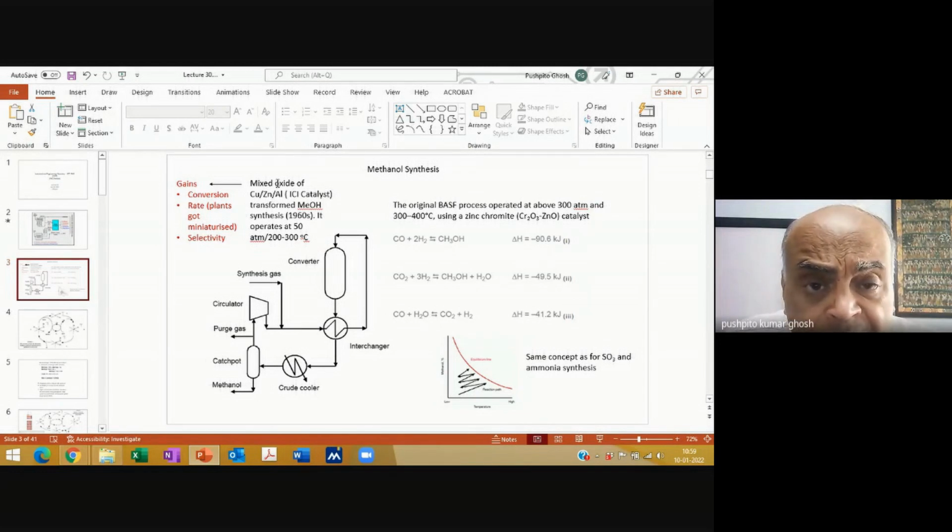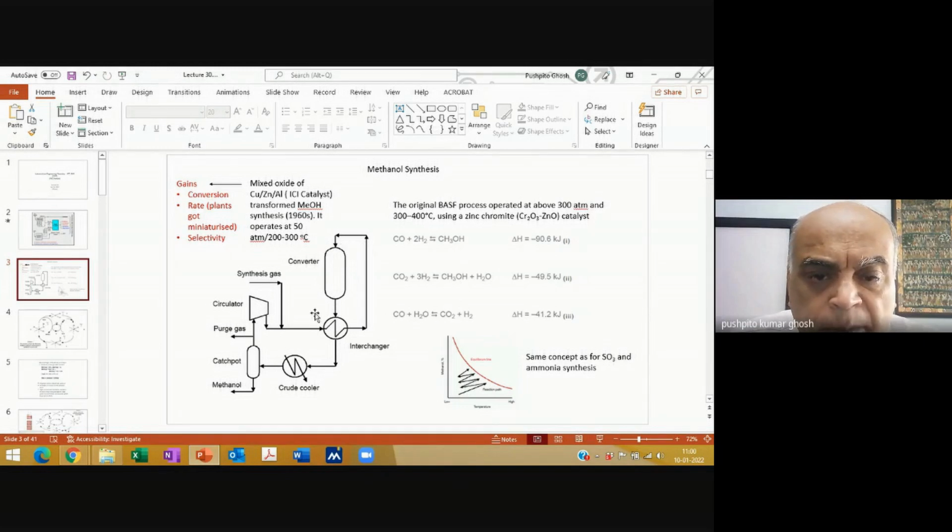The other thing is that it's not just about rate and conversion. The selectivity with which they form methanol was also much better. So name it whichever way you want to name it, it was a very superior catalyst. I'm not going to go through this detailed process, but for those who are interested, you can have a look at this whole process. The sum and substance is that this is really broadly the kind of chemistry that is followed in this particular process.